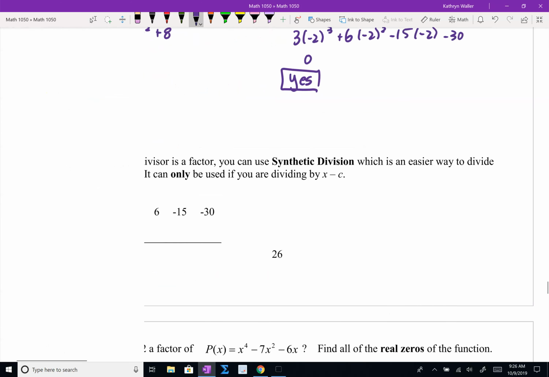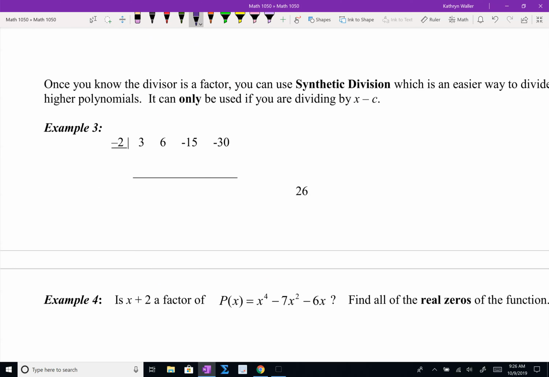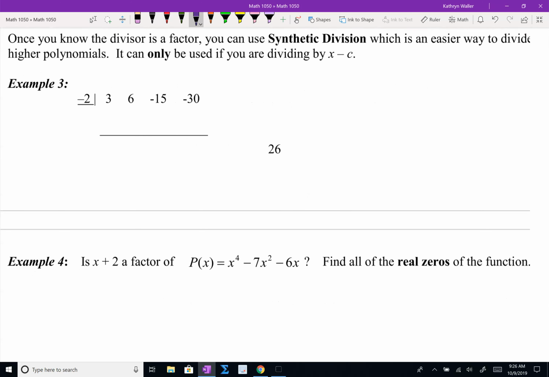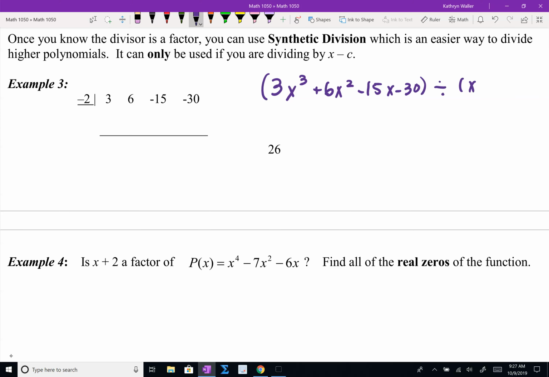Now we're going to talk about synthetic division. I haven't allowed you to do synthetic division up until this point. I've had a couple of people ask me. Now that I'm going to show you, we're going to do it all period long, and you are allowed to do it at this point. Right here on the side of question 3, write 3x to the third plus 6x to the second minus 15x minus 30. Put that in parentheses and divide it by x plus 2.